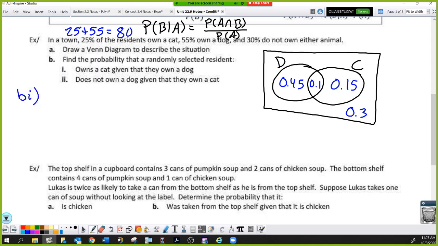Part B. Find the probability that a randomly selected resident owns a cat, given that they own a dog. Probability of cat given dog. I'm going to use the formula. It would be probability of cat and dog divided by probability of dog. So that's the overlap, 0.1, divided by the entire dog circle, 0.55.